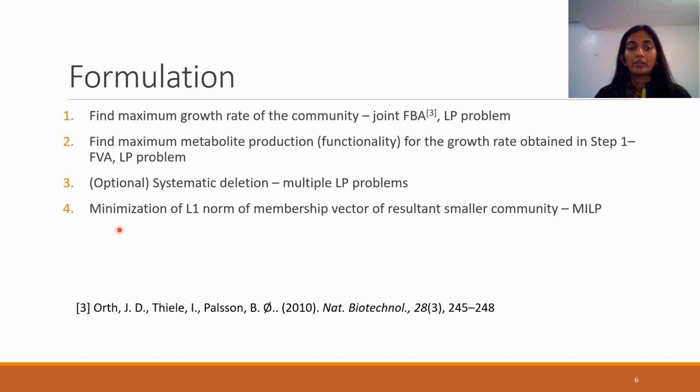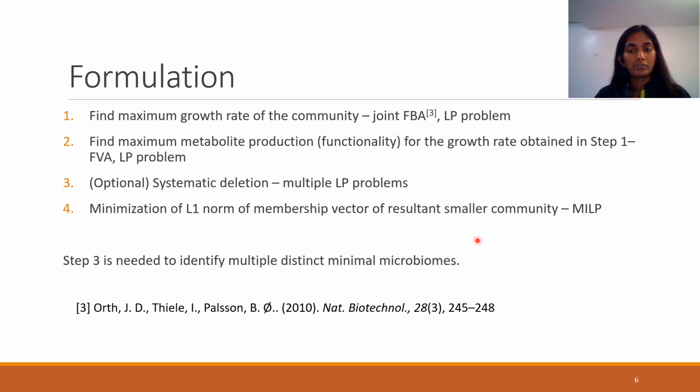In step 4, minimization of L1 norm of membership vector of resultant smaller community is done. This is a mixed integer linear programming problem. The size of the MILP is the actual size of the large community minus the number of deletions done in the third step. Step 3 helps reduce the size of the MILP problem. Apart from that, it's also needed to identify multiple distinct minimal microbiomes because the composition of the minimal microbiome is determined by the sequence in which deletions were done in the third step.